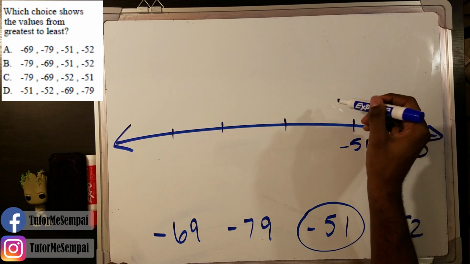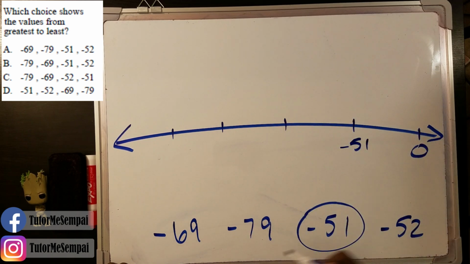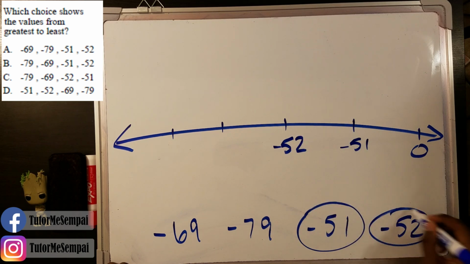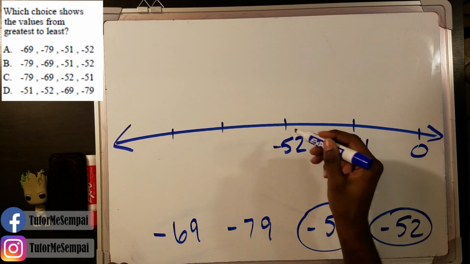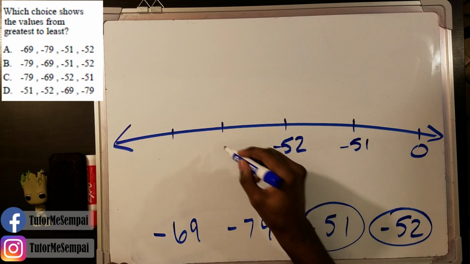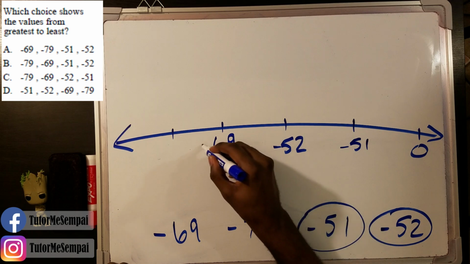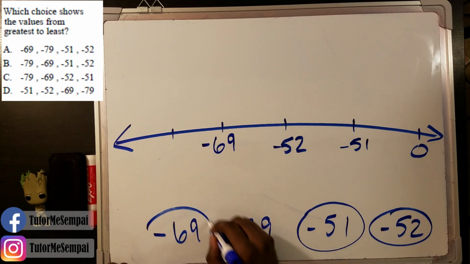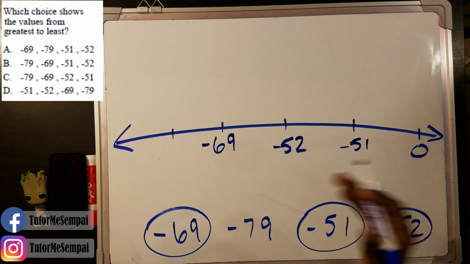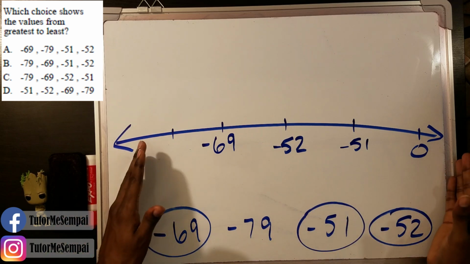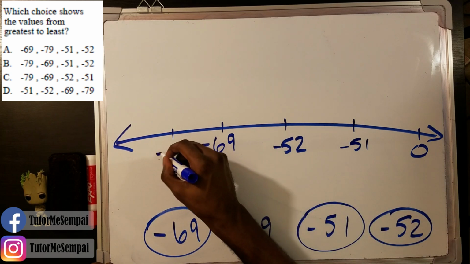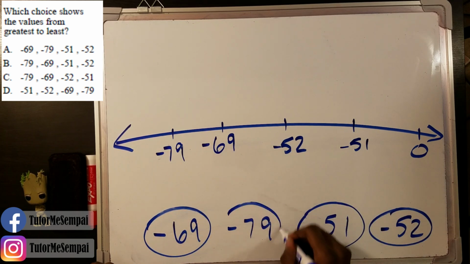Then we keep going. Which number will come next? Well, -52, right? So we've done those two. So we keep going. We're counting, counting, counting. Which number comes next? -69, right? Remember, you can just ignore the negatives and count up because we're only focusing on the negative side of the number line. So we keep going, and we get our last number.